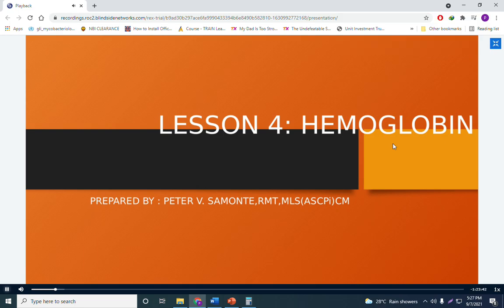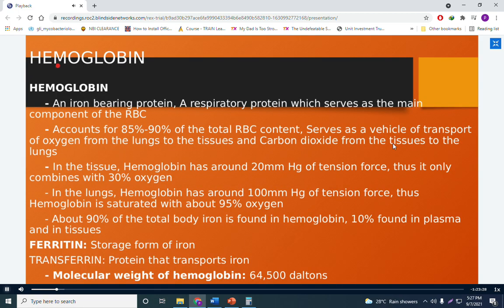So, for our lesson this afternoon, we will have the discussion on lesson 4, hemoglobin, and its corresponding hemoglobinopathies. So, let's start now. If you have your handouts, you may use your handouts as a guide, and that is where your quiz will be based next week. Now, your hemoglobin class, this is an iron-bearing protein.